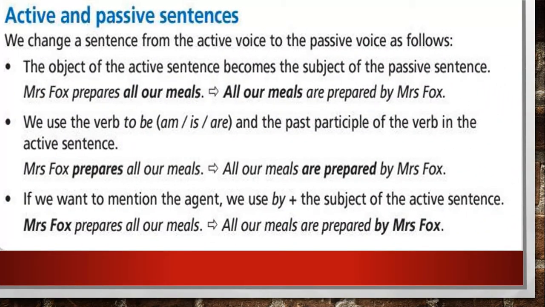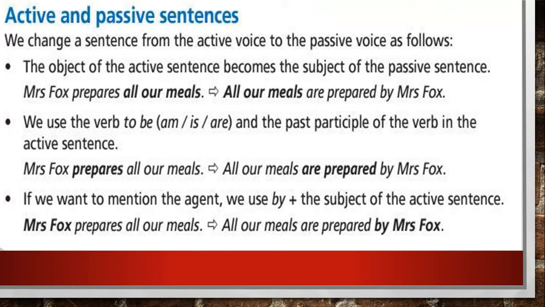Active and passive sentences. We change a sentence from the active voice to the passive voice as follows. The object of the active sentence becomes the subject of the passive sentence. Mrs. Fox prepares all our meals. When we change it, all our meals are prepared by Mrs. Fox. We use the verb to be (am, is, are) and the past participle of the verb in the active sentence, as I said before.